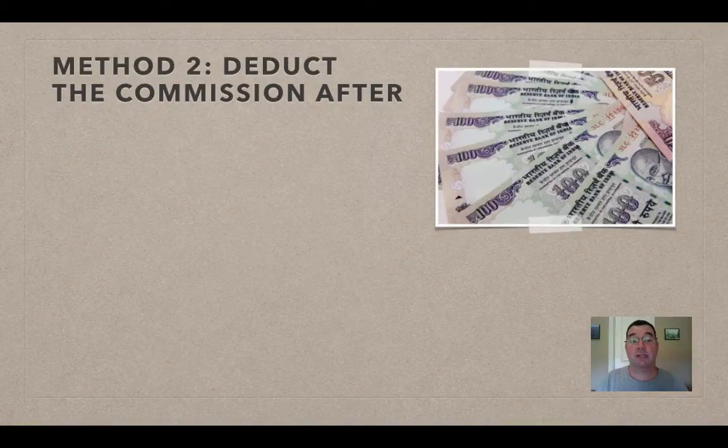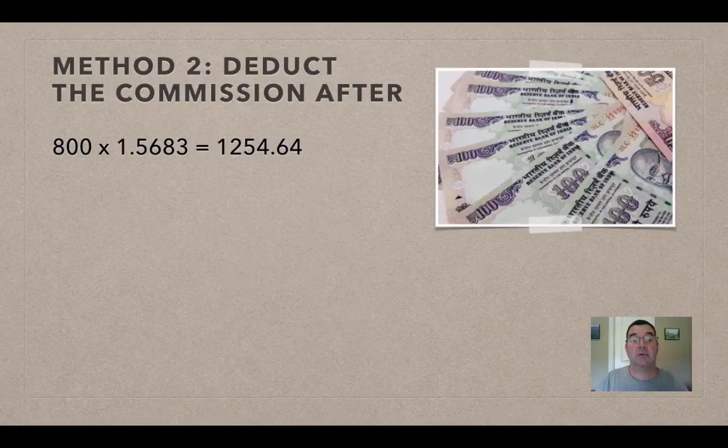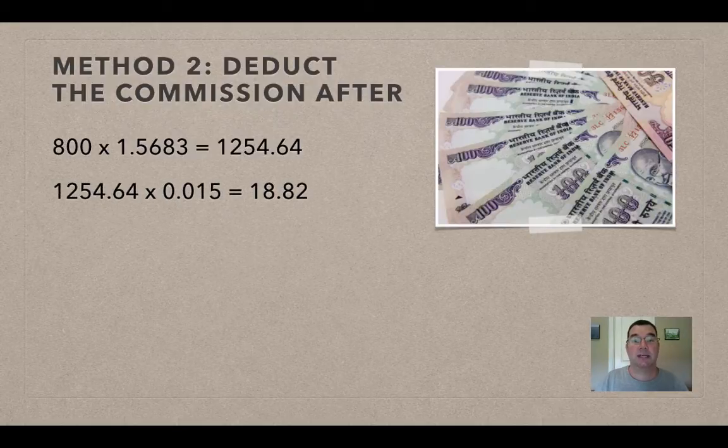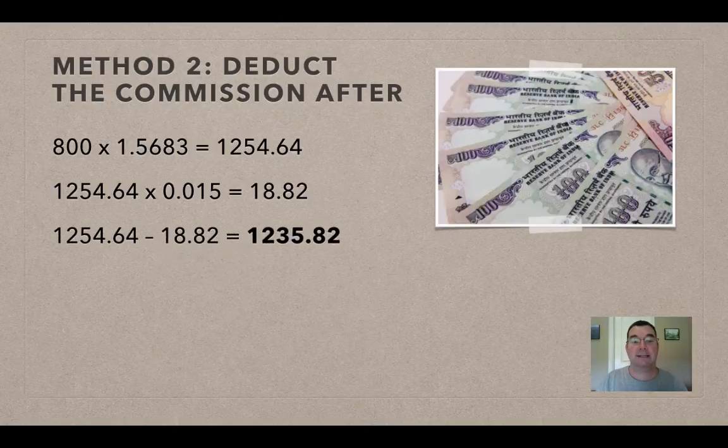So I'm going to deduct the commission after I do the conversion. So I'm going to take the $800, we've done this before, and multiply it by the conversion factor of 1.5683. That gives us 1,254 pounds 64. Now I'm going to take the commission off of that amount in pounds. So I take 1,254 pounds 64 and multiply that by a 1.5% commission rate and get 18 pounds 82. And if I deduct the 18 pounds 82 from the 1,254 pounds 64, again, I get the same amount, 1,235 pounds 82.